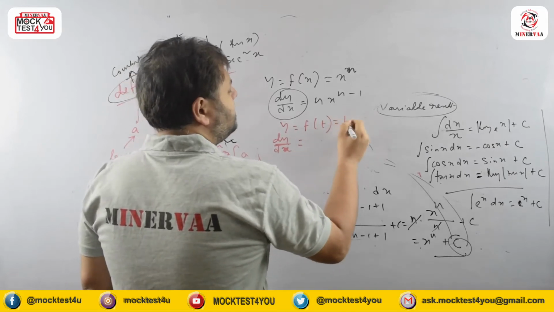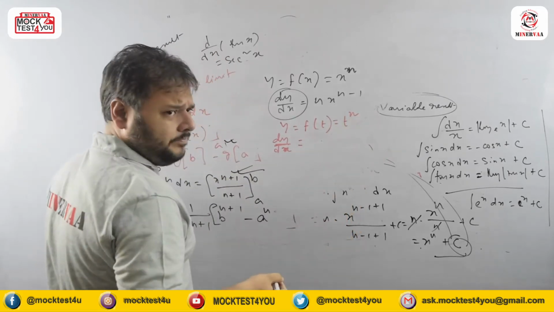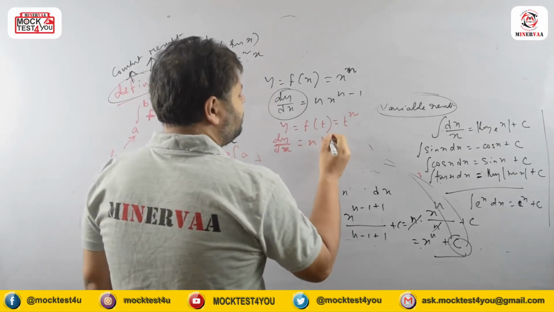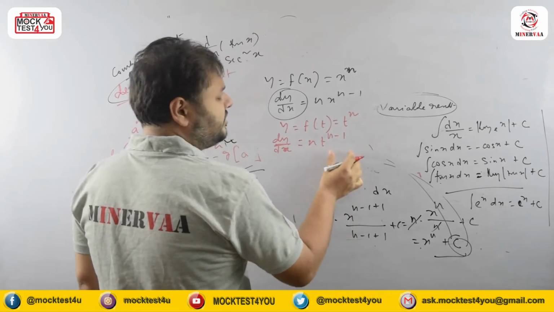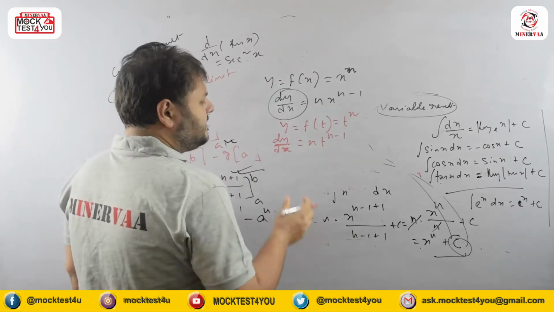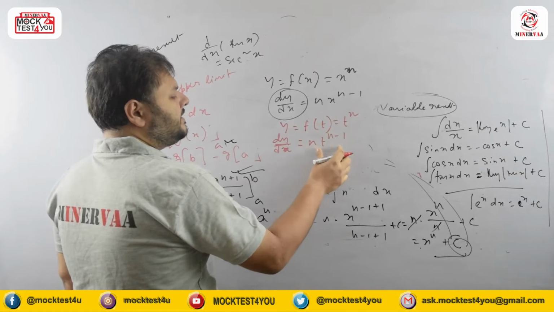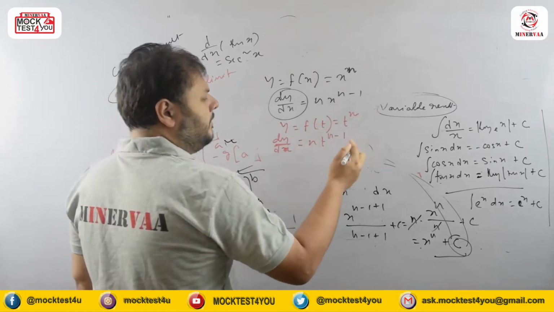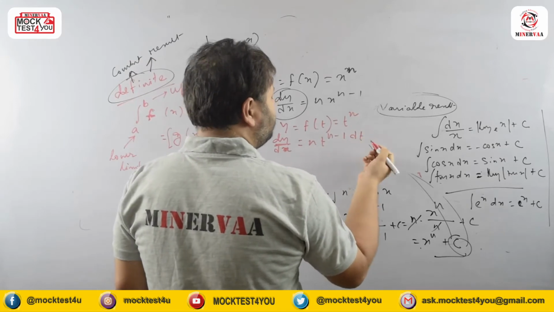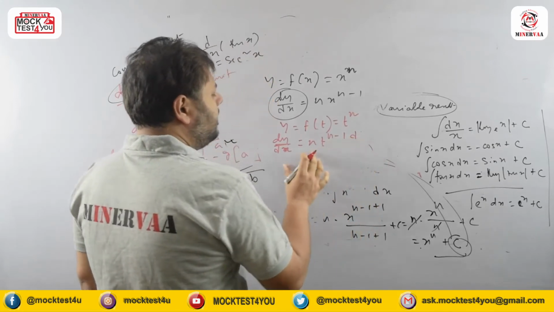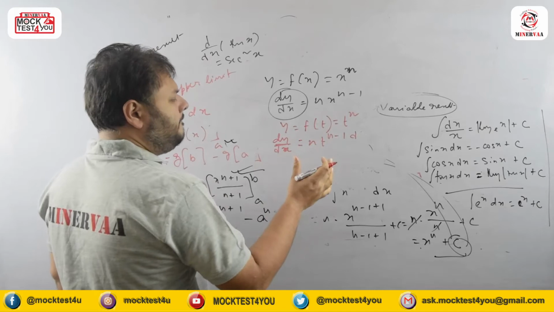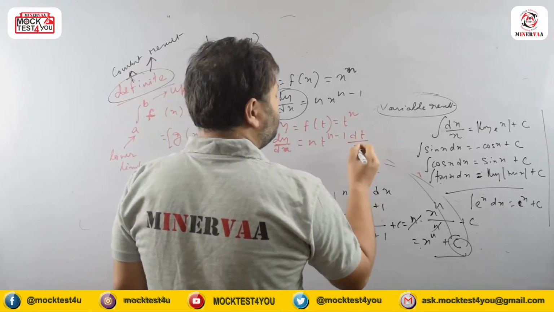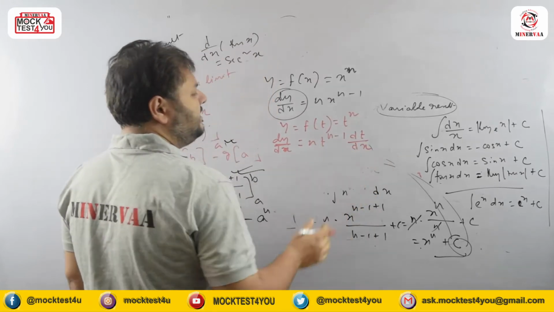Suppose it is t to the power n. So what will be the change here? It will be n t to the power n minus 1. This is the general formula. But here you can see y is not a function of x, it's a function of time. So there will be an incomplete derivative remaining here, like y equals a function of time, and I am differentiating with respect to x. So there will be an incomplete term remaining as dt/dx.